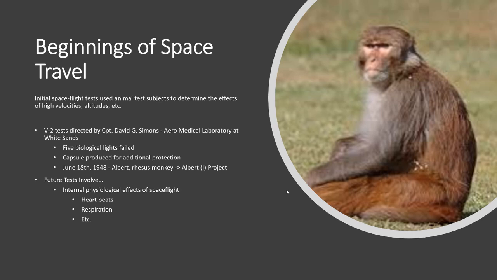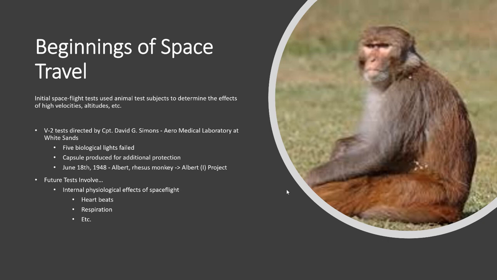The first 5 biological flights failed for multiple reasons, but due to these failures, they had to produce a capsule in order for there to be additional protection. The 5 biological failures were failures in live recovery of the animals. Their tests for rockets were probably successful. So with the capsule and extra protection, on June 18th, 1948, their test subject named Albert, a rhesus monkey, was placed into the capsule and ready for launch.